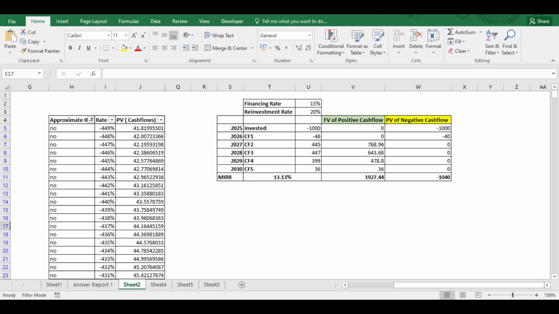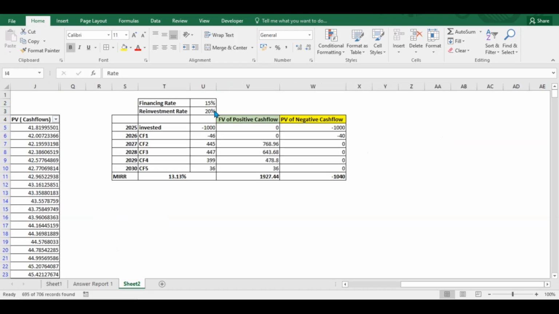Let's see how to calculate MIRR of a project. We have two rates for the project. The financing rate as 15% and the reinvestment rate as 20%. We increase the positive cash flows to future value at the ending year as they are reinvested at the reinvestment rate. And negative cash flows to present value at 0th year as they are financed at the financing rate.